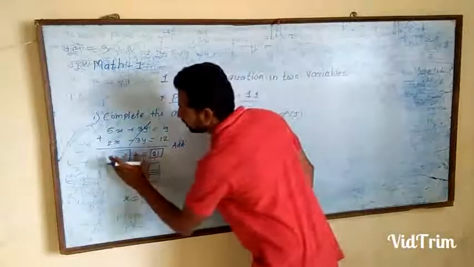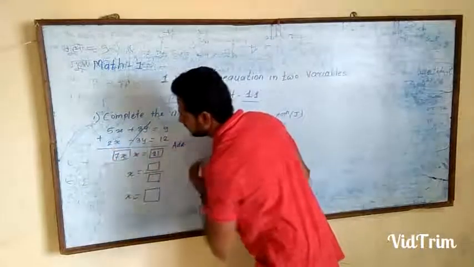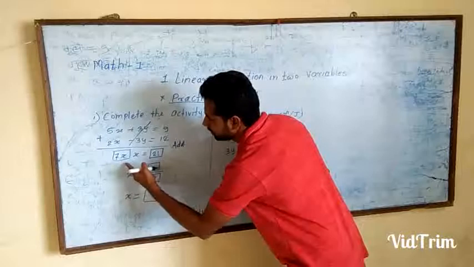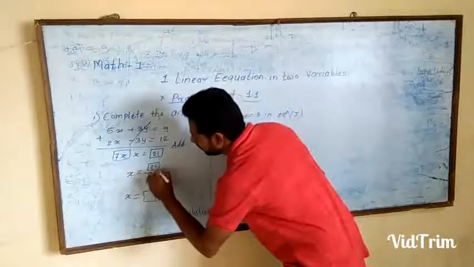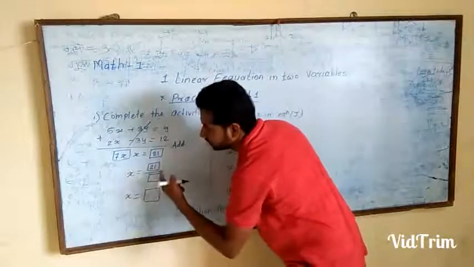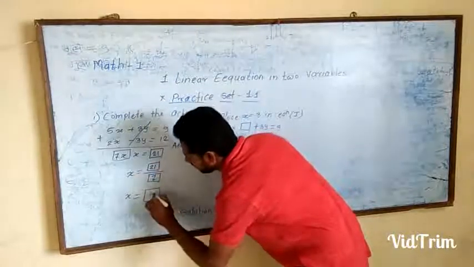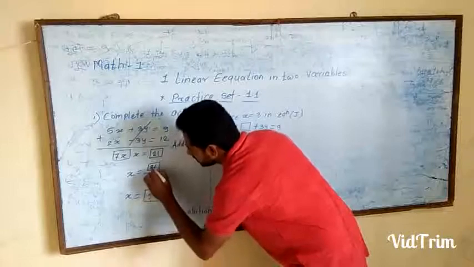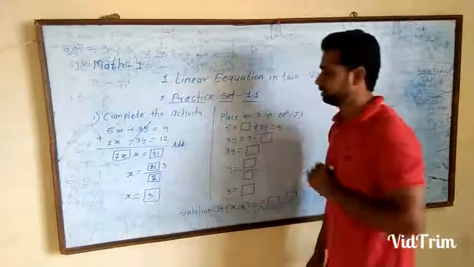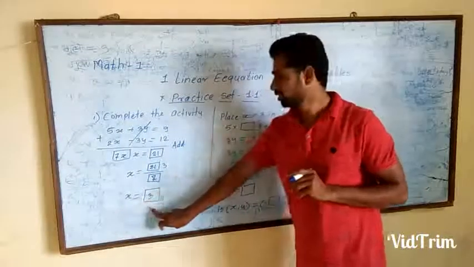Sorry, 5 plus 2 is equal to 7. So this 7 is multiplied here, 21 upon... whenever it goes to the other side, it's divided. 7 divided by 21, x is equal to 3. 7 ones are 7, 7 threes are 21. So the x value is 3.